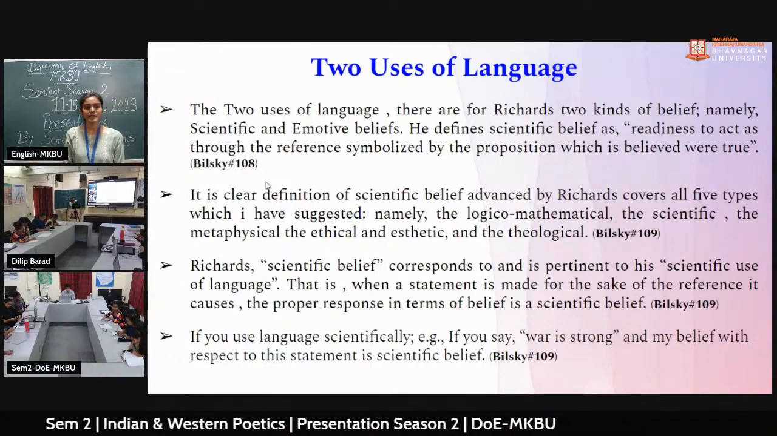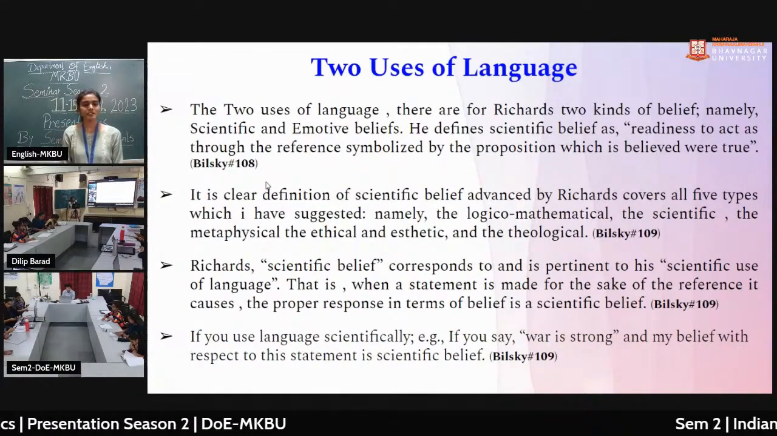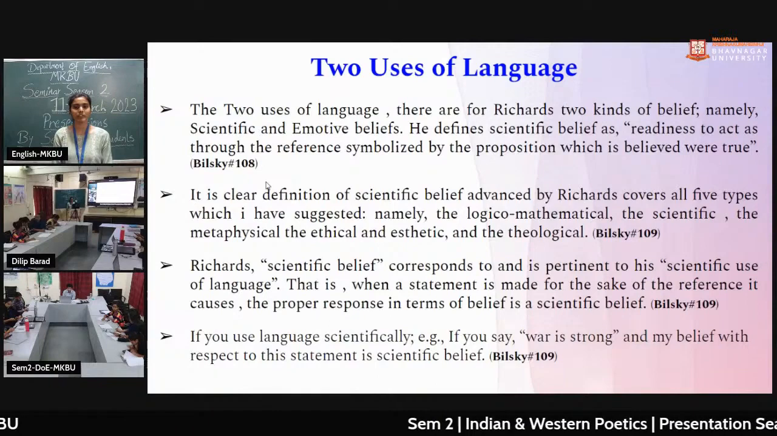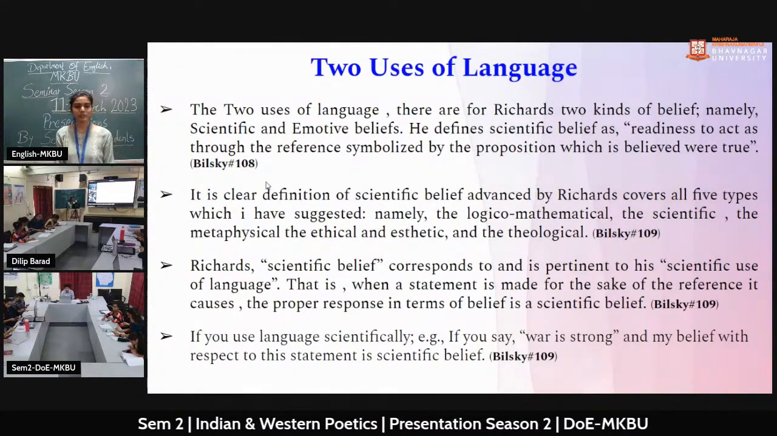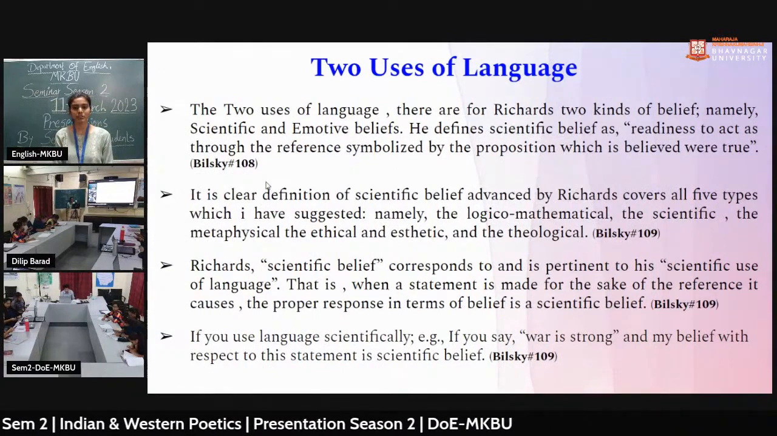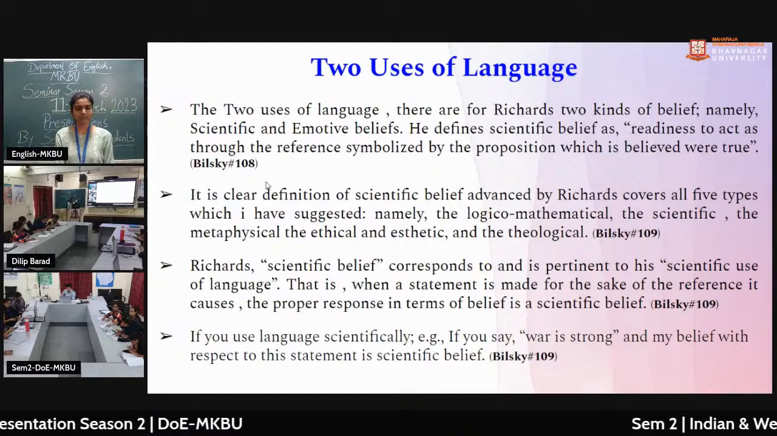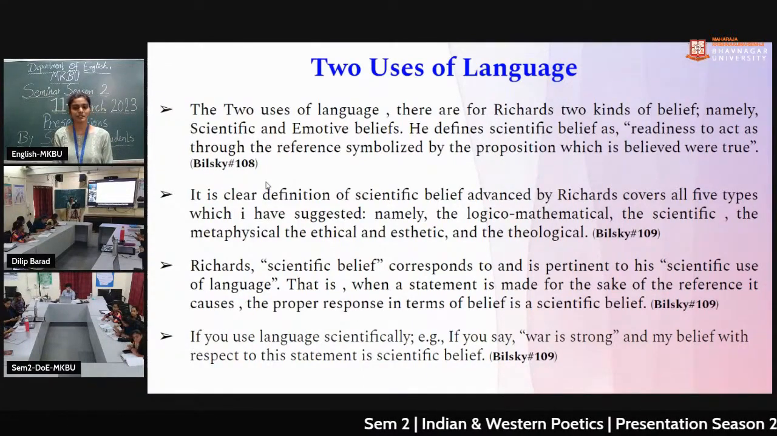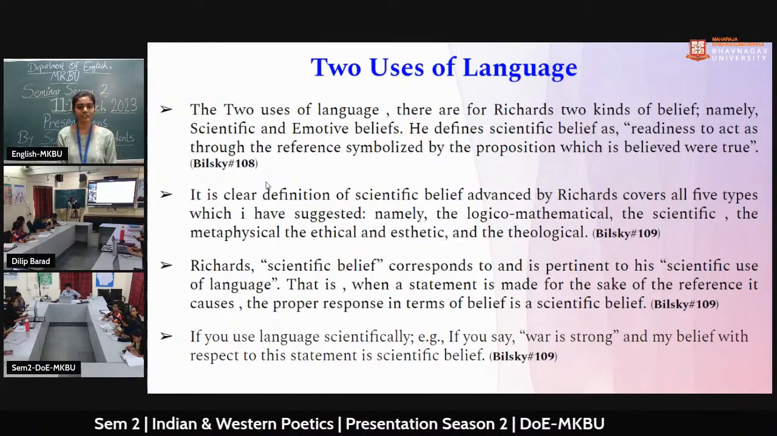He defines scientific belief as readiness to act as true the reference symbolized by the proposition which is believed to be true. This clear definition of scientific belief advanced by Richards covers all five types which I have suggested, namely the logico-mathematical, the scientific, the metaphysical, the ethical and aesthetic, and the theological.